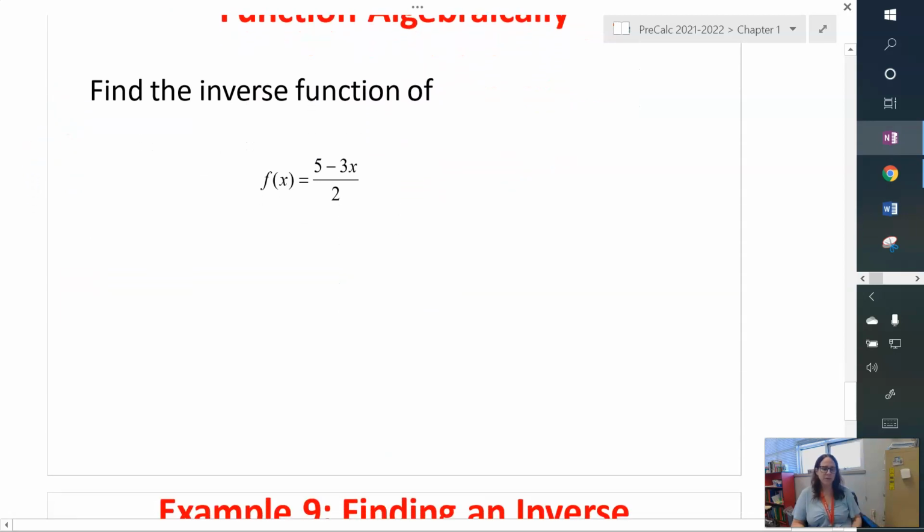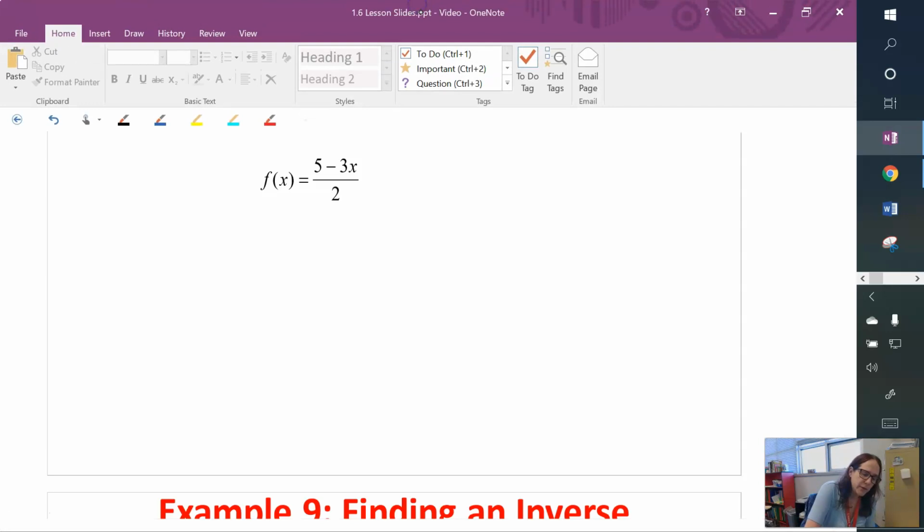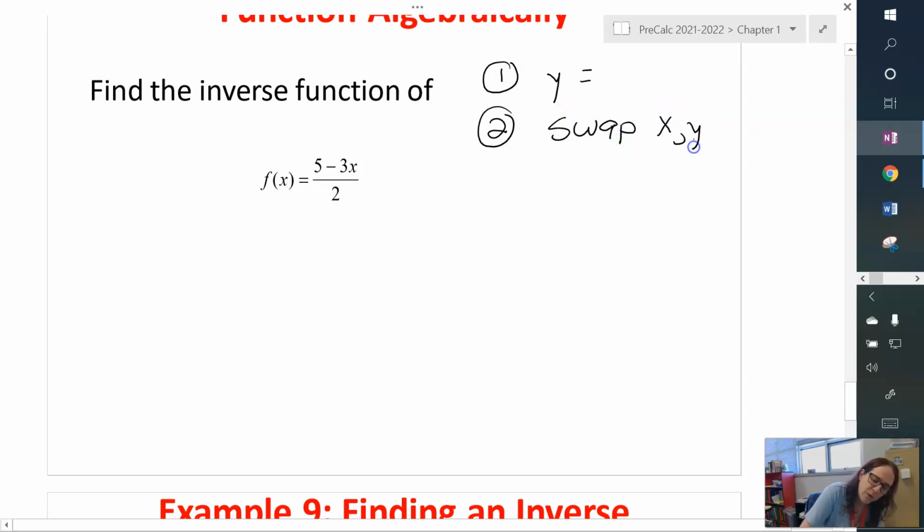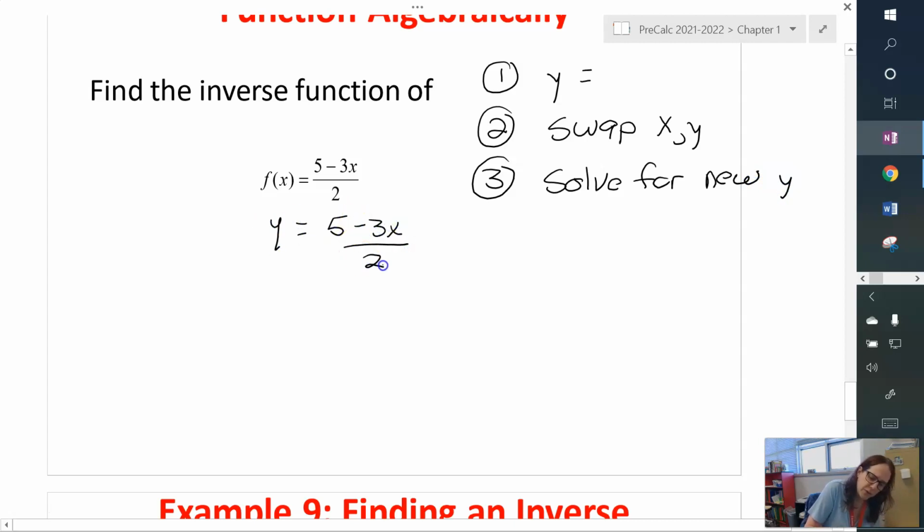Algebraically, find the inverse of this function. Just rewrite as y equals and then swap x and y. So I'm going to write down our steps. One, y equals. Two, swap x and y, and three, solve for the new y. So y equals 5 minus 3x over 2. Here's the swap. X equals 5 minus 3y over 2.